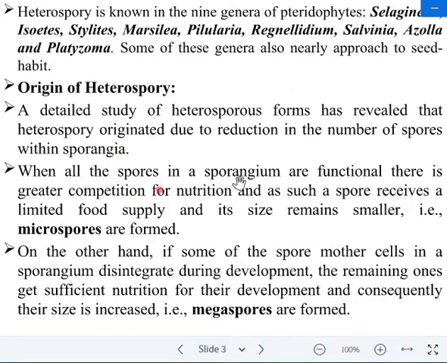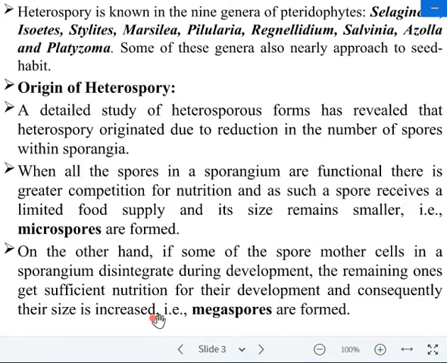When all the spores in a sporangium are functional, there is a greater competition for nutrition, and as such a spore receives a limited food supply and remains smaller. It is known as a microspore. On the other hand, if some of the spore mother cells in a sporangium disintegrate during development, the remaining ones get sufficient nutrition for their development, and consequently their size increases, which is known as a megaspore.